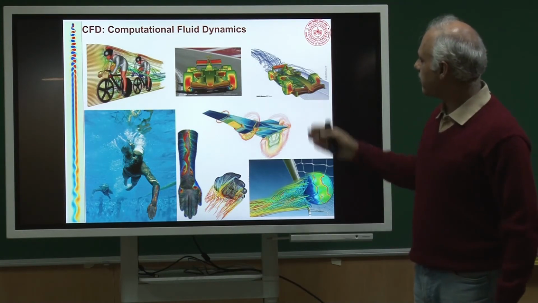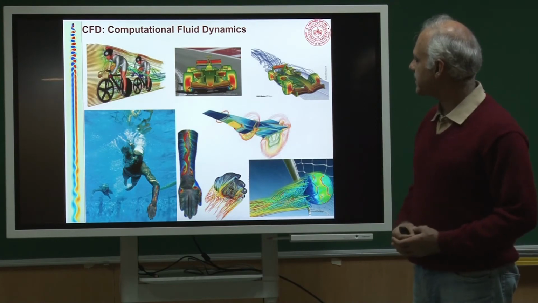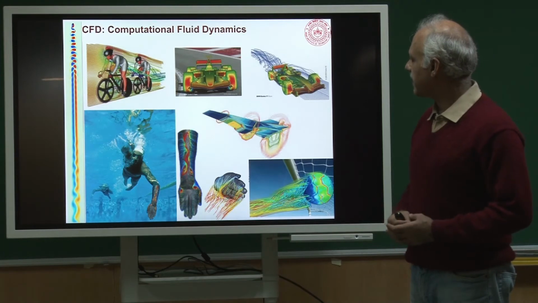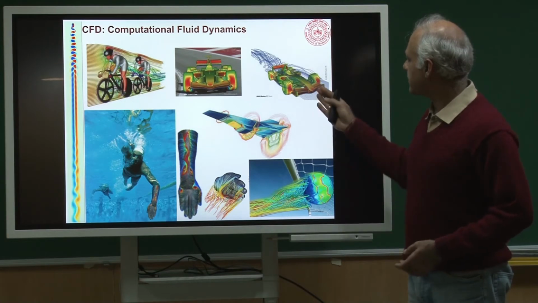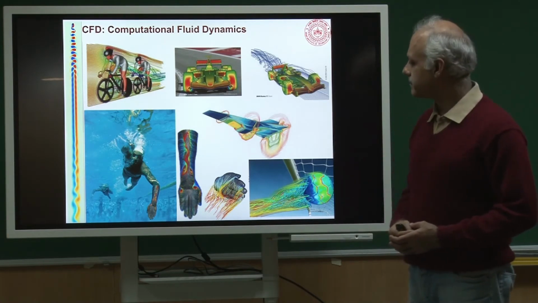Here is another picture of the streamlines or the streak lines, or for that matter path lines if you would like, whichever you want, for a similar flow on a racing car.